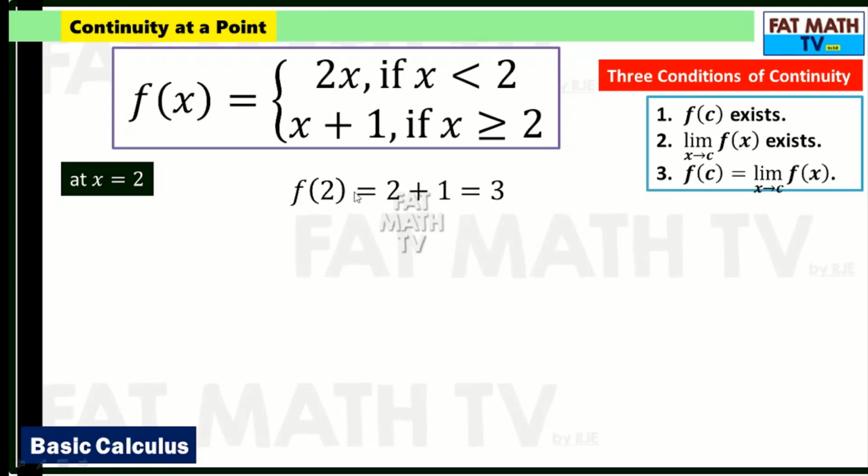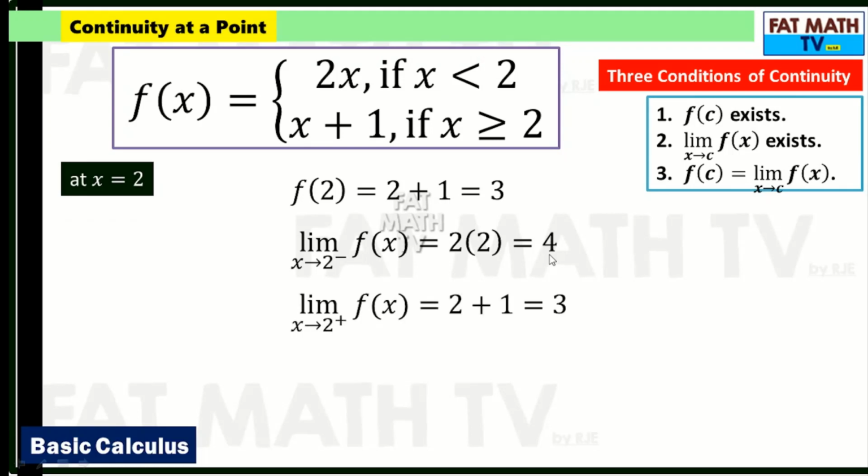How about the limit of f of x as x approaches 2? If we are from the left, limit of f of x as x approaches 2 from the left, you have to use values less than 2, like 1.9, 1.99, 1.999. So those values are less than 2. So you need to substitute here. So you will have 2 times 2, that is 4. So the limit of f of x as x approaches 2 from the left is 4.